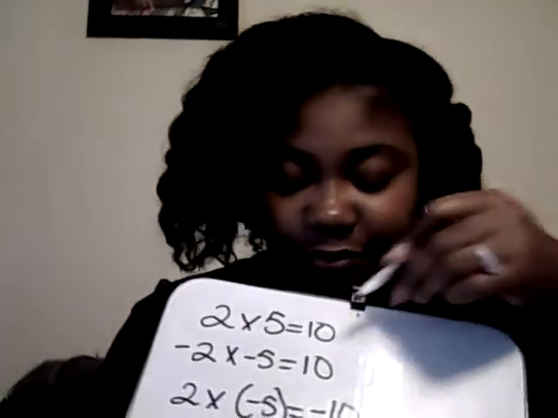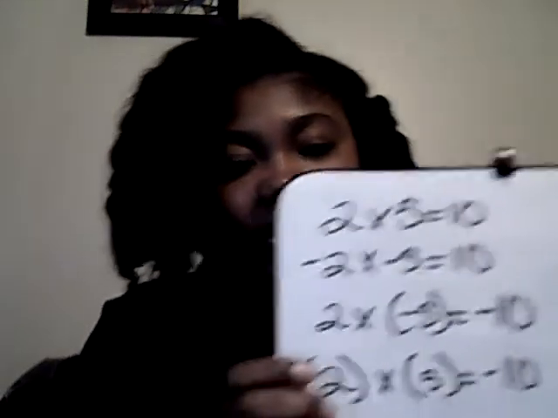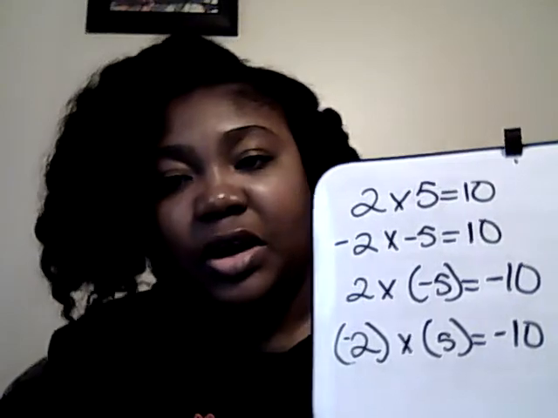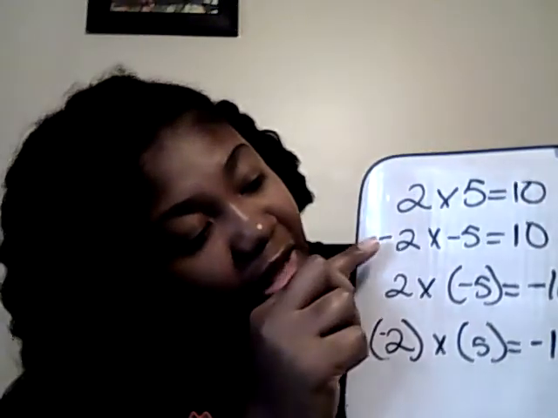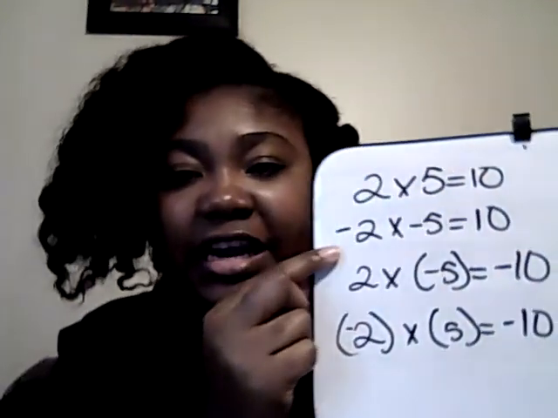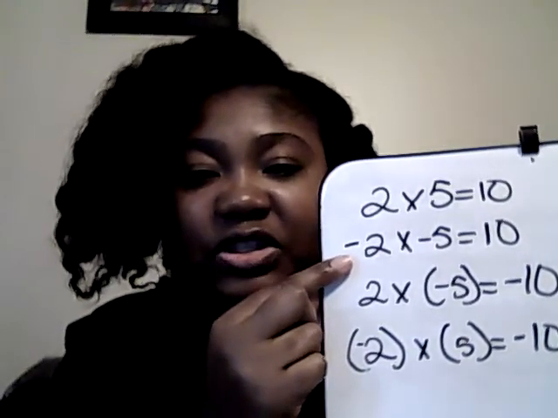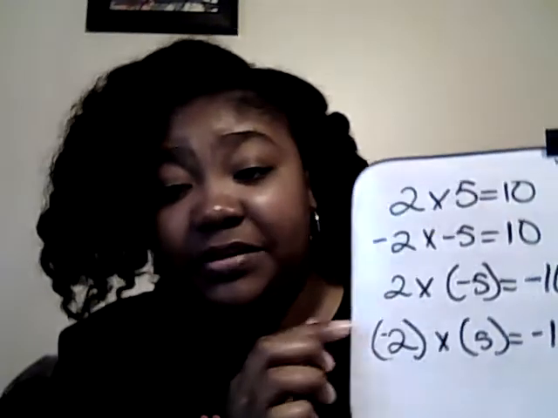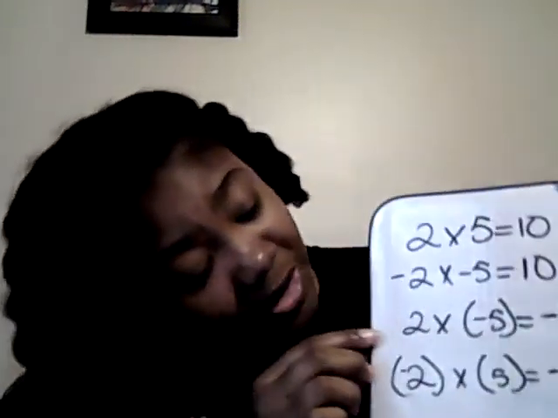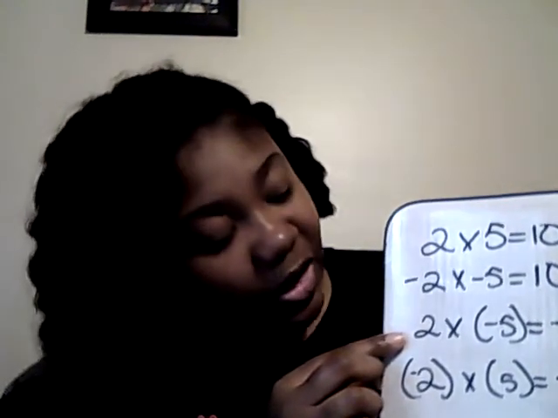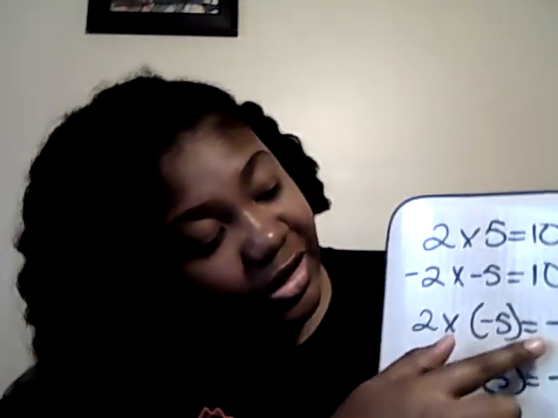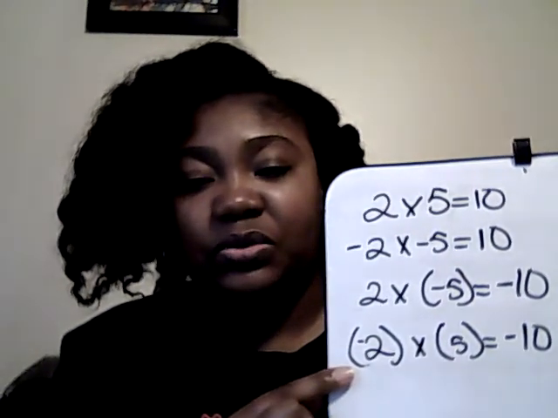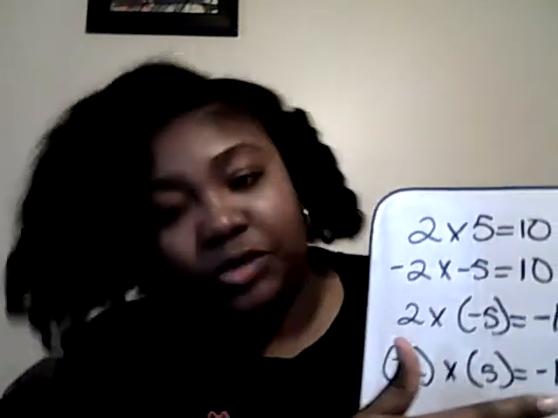When multiplying a positive times a positive, it will remain positive. The second example is a negative times a negative. So negative 2 times negative 5 is going to be a positive 10. And then the third one is a positive times a negative, and it's going to give you a negative 10. And then the bottom one is negative 2 times 5, and that would be negative 10 as well.